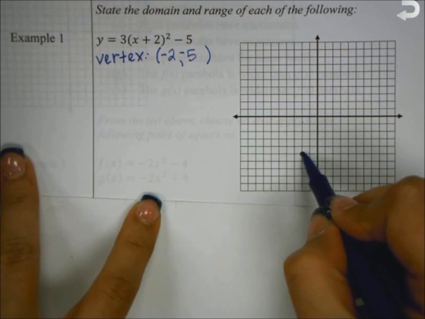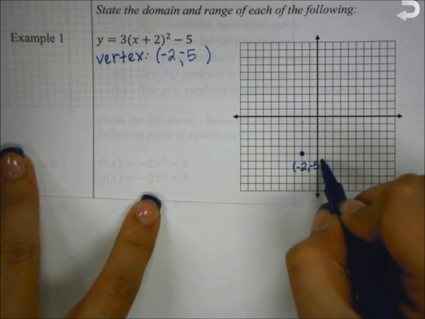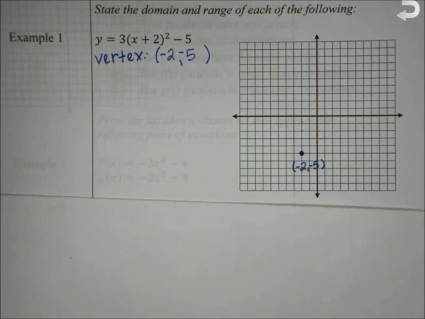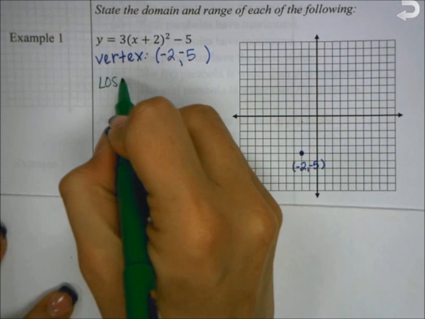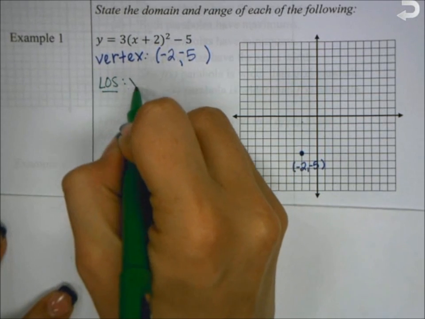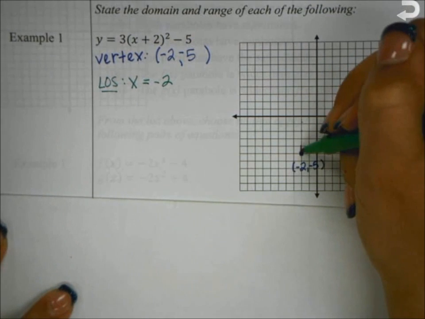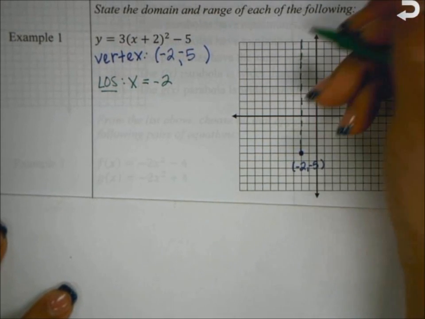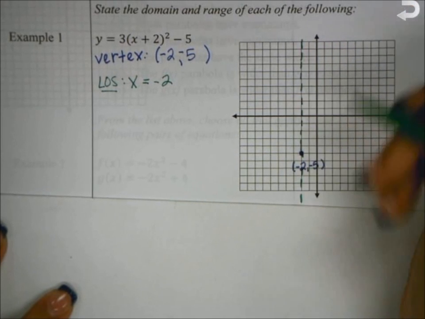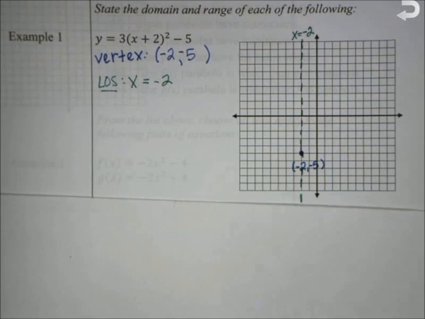Okay, next thing I need to find is the LOS. What's the LOS? Line of symmetry. Line of symmetry is x equals what? -2. So let's draw it. And I'm also going to label that x equals -2. We have to write all that? The vertex? Yeah, I'd like you to label it.